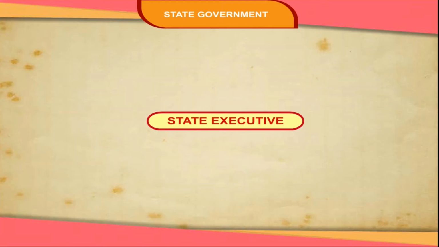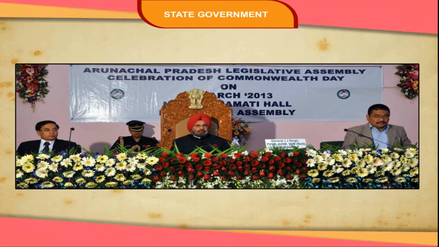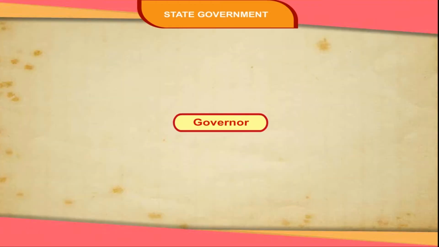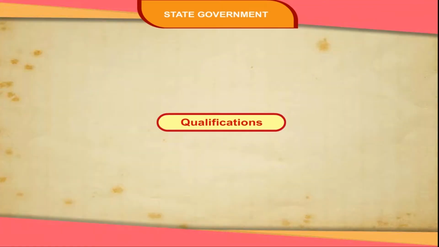State Executive. The State Executive consists of the Governor, the Chief Minister, and the Council of Ministers. We have the same pattern of government in the state as we have at the central level. The head of the state is the Governor, who acts on the advice of the Council of Ministers. Governor. He is appointed by the President of India for a term of 5 years, but he can be removed by the President on the advice of the Prime Minister.